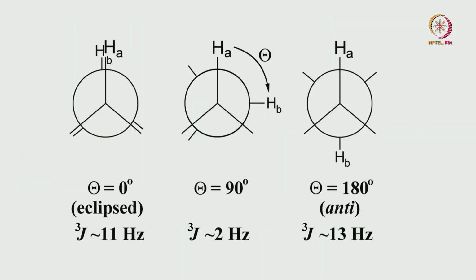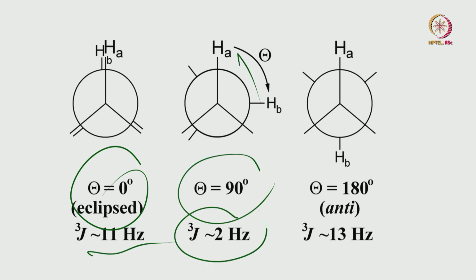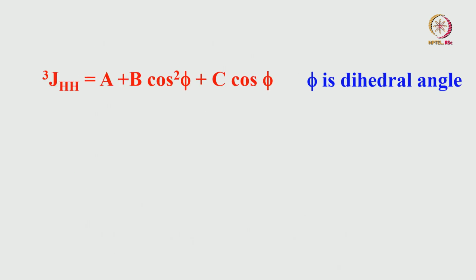So for example, if it is eclipsed, if it is 90 degree, if it is trans or anti, you can find out. If it is eclipsed, 0 degree, coupling is this much. If it is 90 degree orientation, 3J coupling is 2 hertz, and if it is anti, 180 degree, it is 13 hertz. So, I said 3J coupling is very important, that throws light on the conformation of these molecules, very important. And how do we get this dihedral angle? This is given by a famous equation called the Karplus equation.